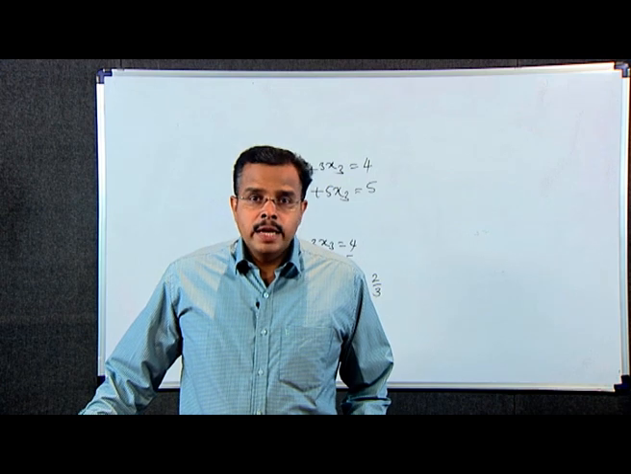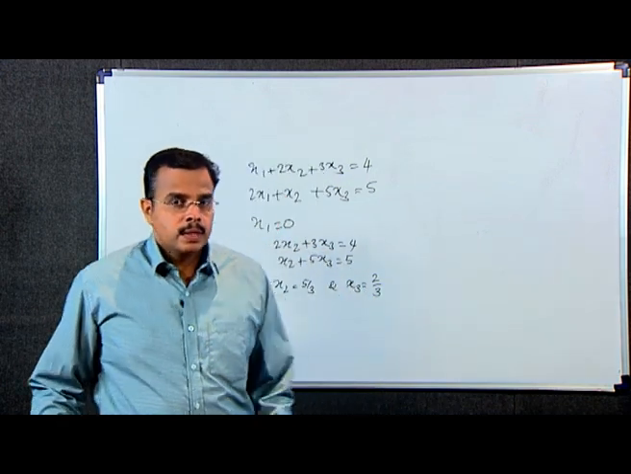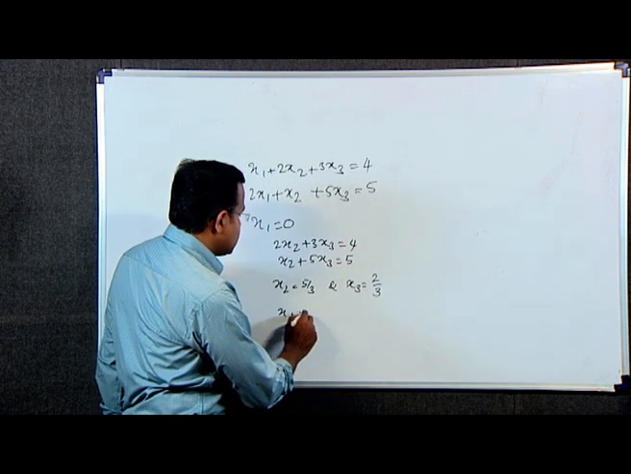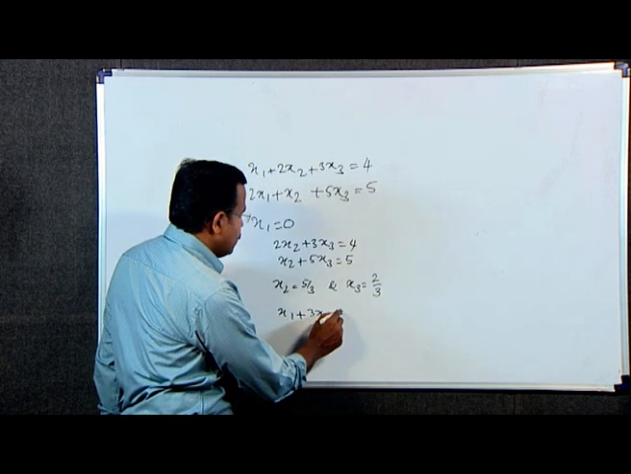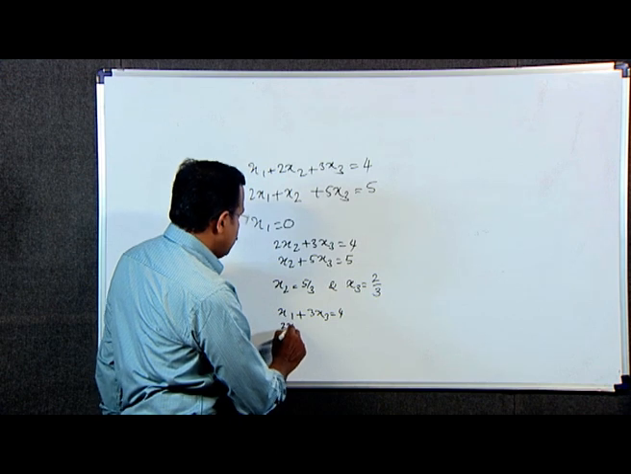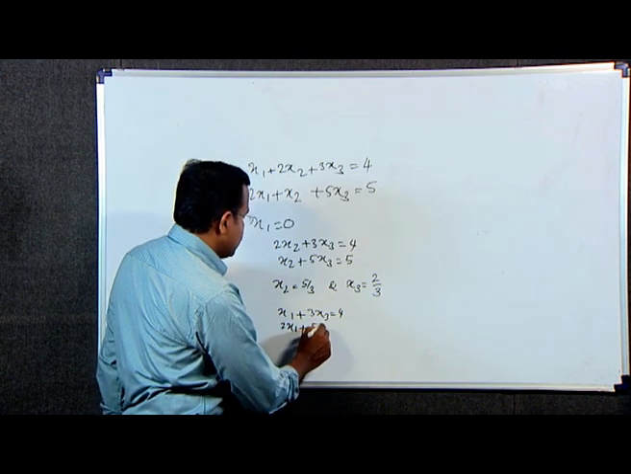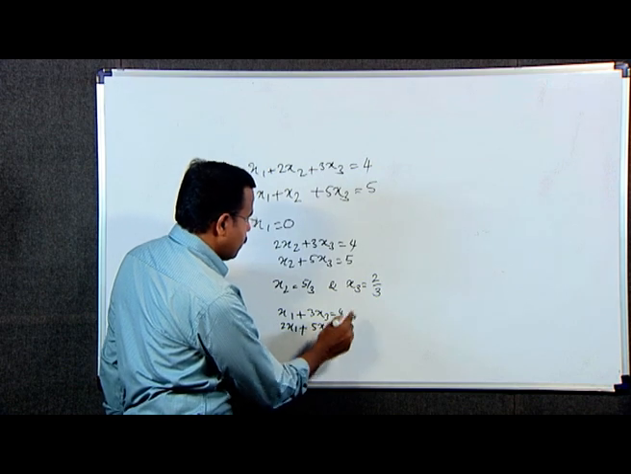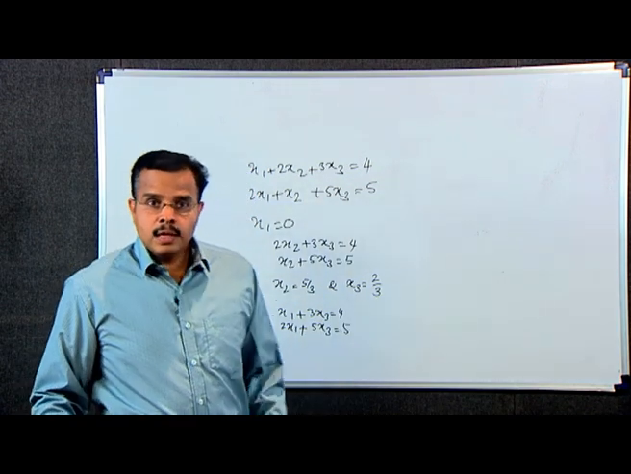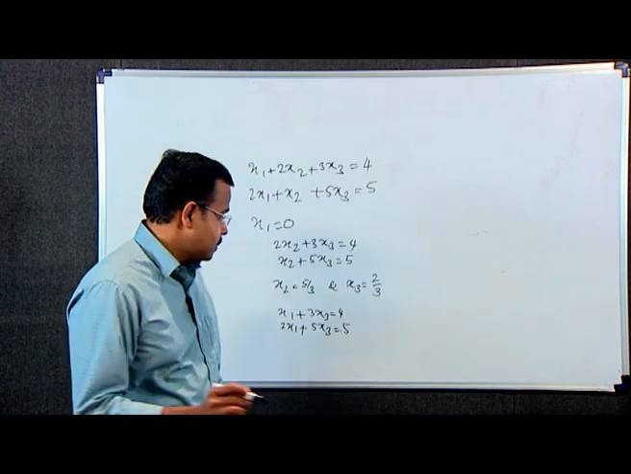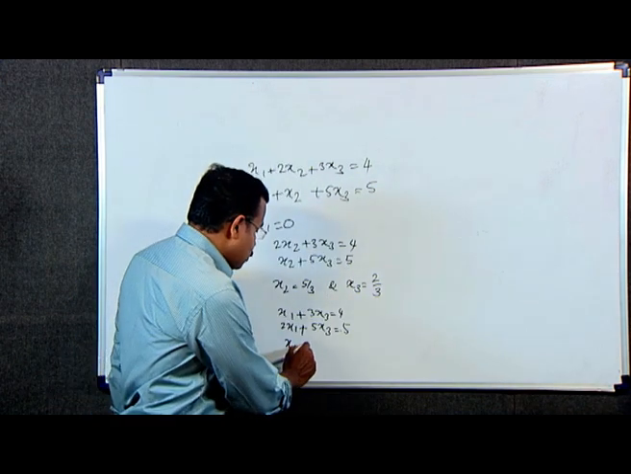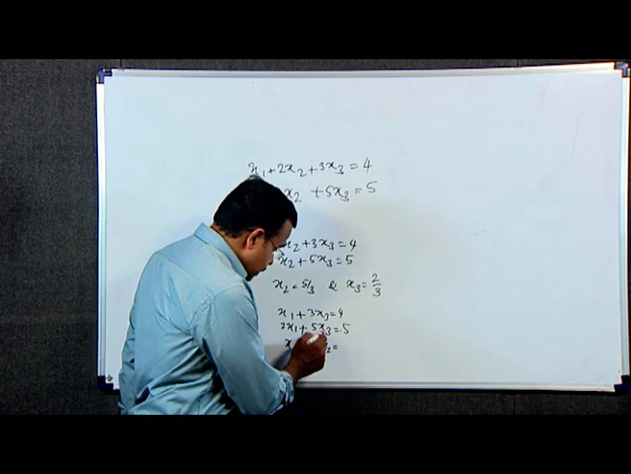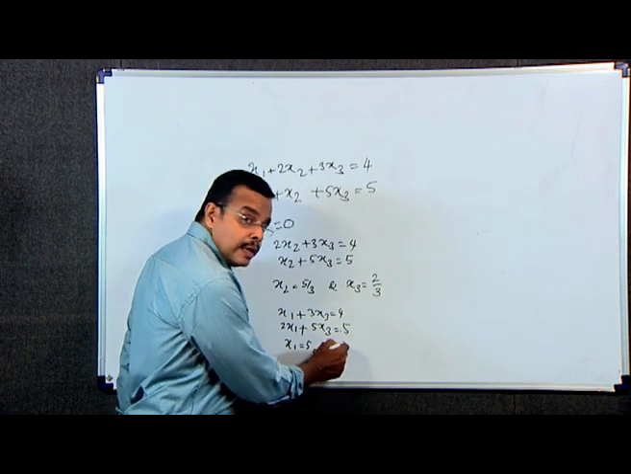Considering the variable x2 equal to 0, the set of equations reduces to x1 plus 3x3 equal to 4, 2x1 plus 5x3 equal to 5. Then solving these equations, we get x1 equal to 5 and x3 equal to minus 1.